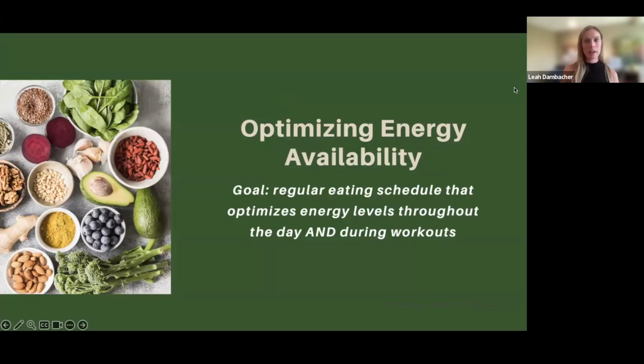So the goal from a nutrition aspect in optimizing energy availability, how do we get there, is really eating on a regular and consistent pattern. So we can get to a point to optimize these energy levels with athletes who are expending so much energy from their workouts, from all the activities they're doing at school, and just being able to provide the energy and the fuel that they need for those things.